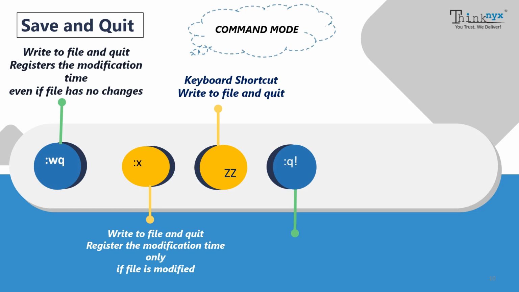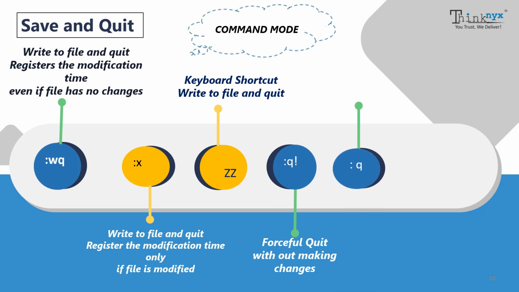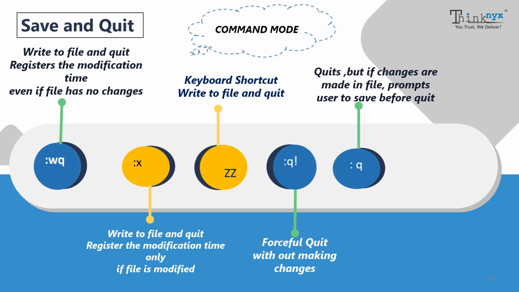:q and an exclamation mark. In any case, if you wish to quit without saving the changes, or you can say forceful quit, we use :q and an exclamation mark. :q is also used for quitting VI, but if any changes are made to the file, it would ask for confirmation before exiting.